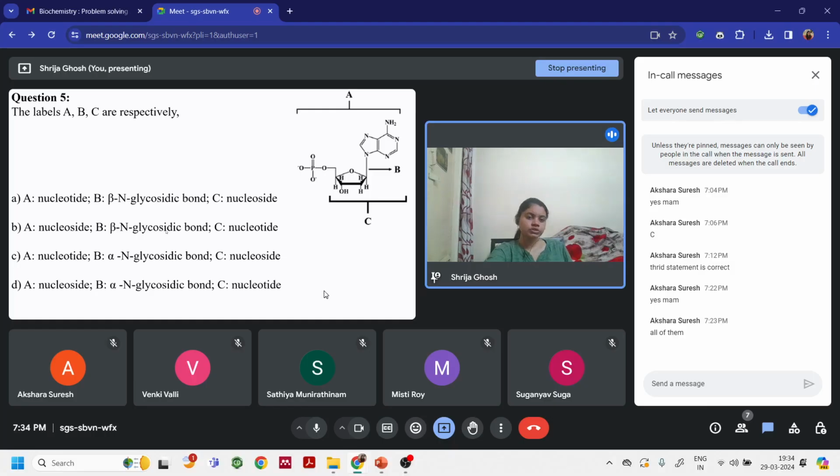This also we have studied in the previous session when we were discussing nucleic acids. So you should be able to answer this, which is called nucleotide and which is called nucleoside.